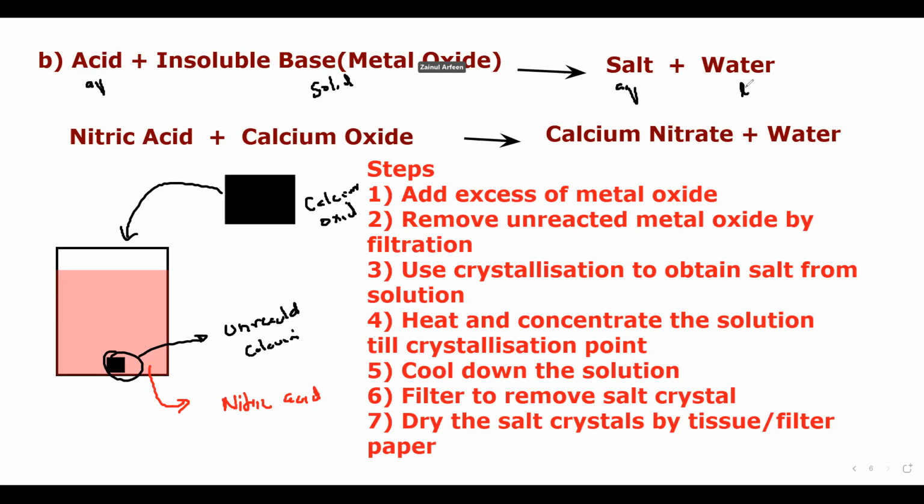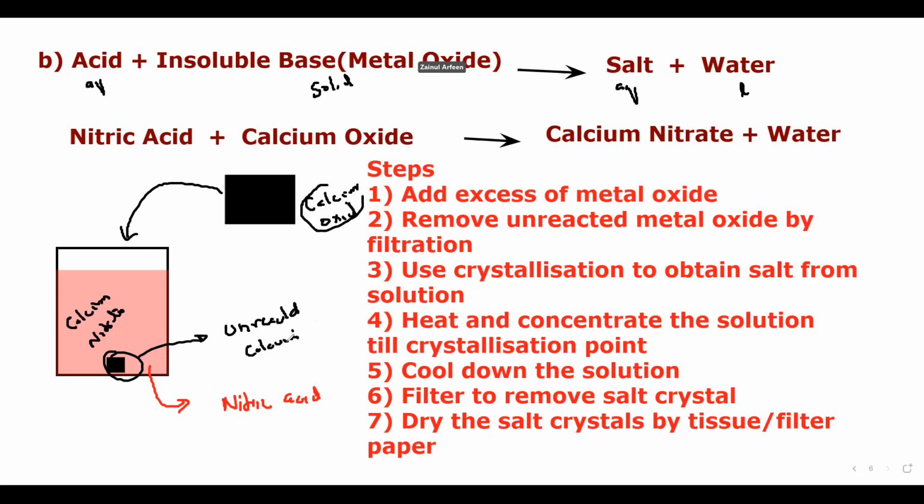If we want to prepare the salt calcium nitrate, this is how it is done. So we have nitric acid. As you can see, this is nitric acid. When we add this metal oxide, calcium oxide, this nitric acid solution will turn into calcium nitrate solution. We don't see a solid form. The salt we don't see. The unreacted calcium oxide will be there.